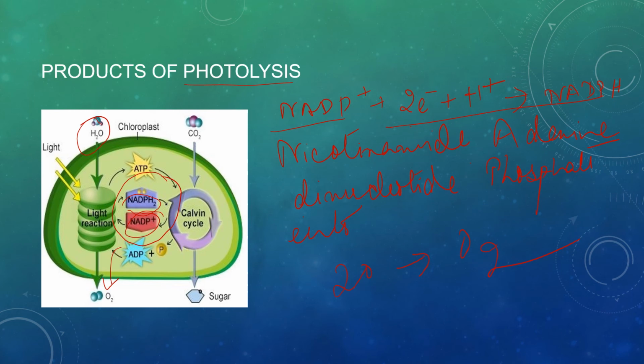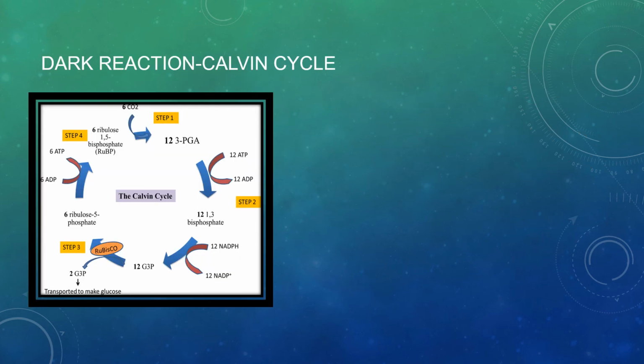Okay, and this 2 oxygen is released to the atmosphere. So this is what is happening in the photolysis process. Now we will move on to the dark reaction. Now this is the dark reaction, or Calvin cycle.